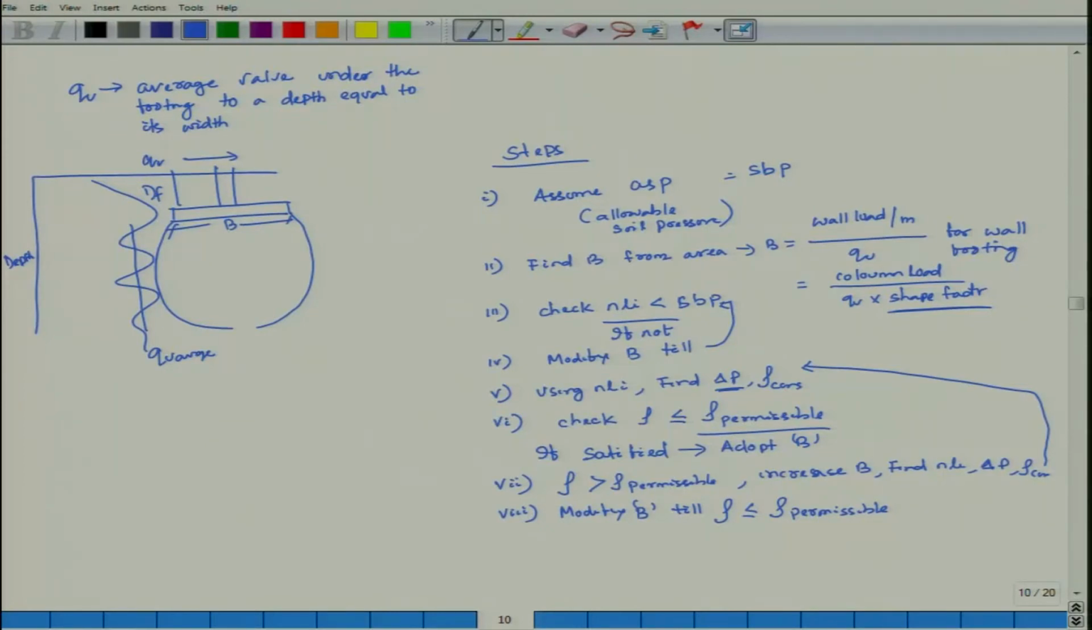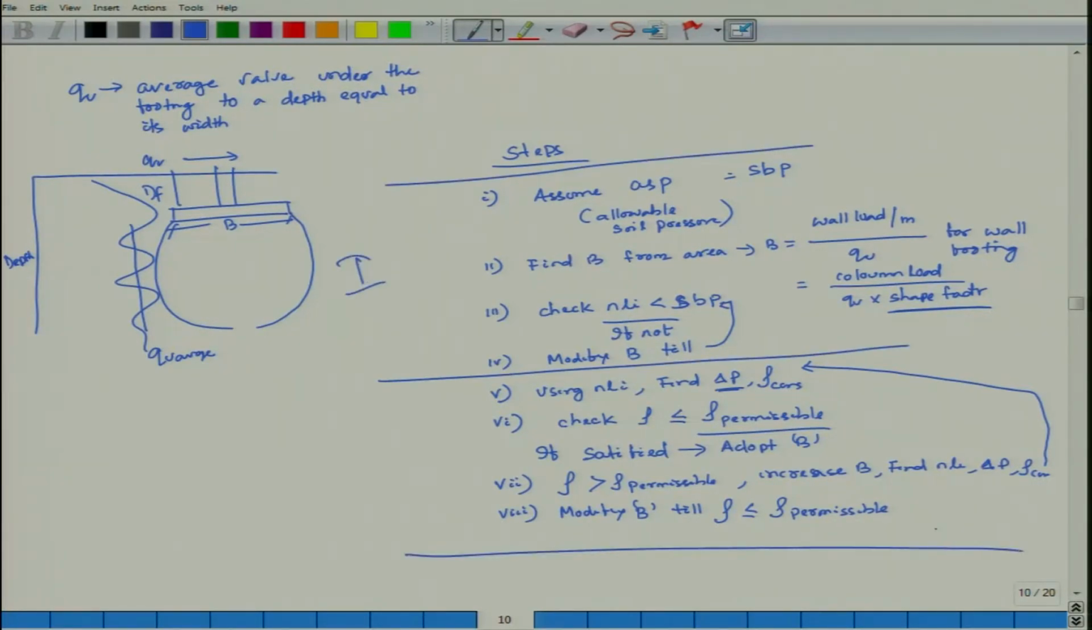Then check your net load intensity. Net load intensity is the foundation load coming minus the self weight of the foundation, and check whether it is less than soil bearing pressure or not. If it is okay, then that B is fine. If not, modify B till net load intensity is less than soil bearing pressure. Once this is fine, I can say broadly this is your first part, and this is your second part.